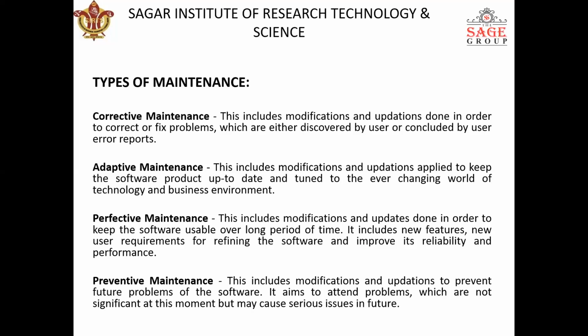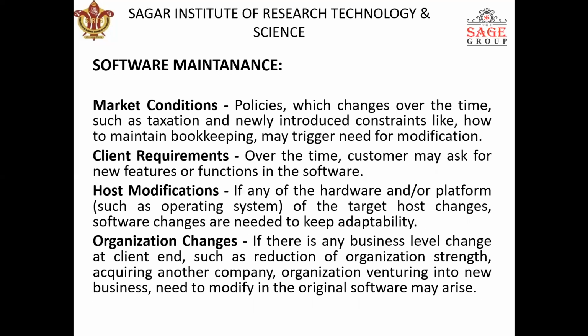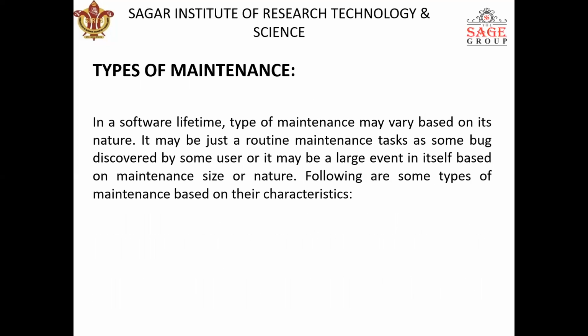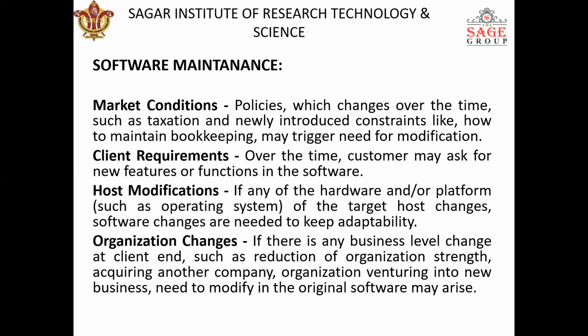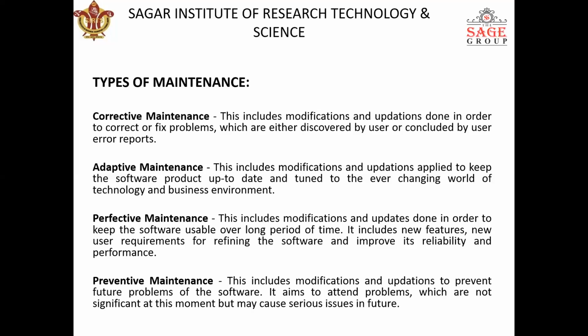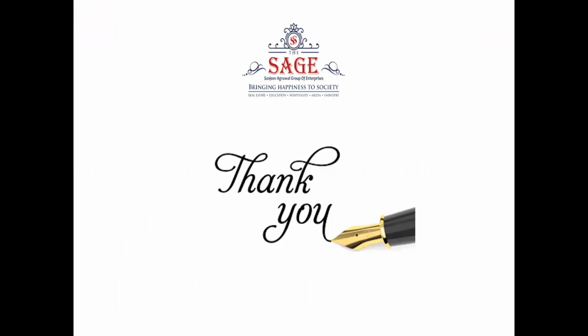Today in this session we have covered what is maintenance, what is the definition of maintenance, why software maintenance is required. So there are four conditions: market condition, client requirement, host modification, and organizational changes. In next slide we have discussed what are the types of maintenance. So today we have discussed four types of software maintenance, that is corrective maintenance, adaptive maintenance, perfective maintenance, and preventive maintenance.